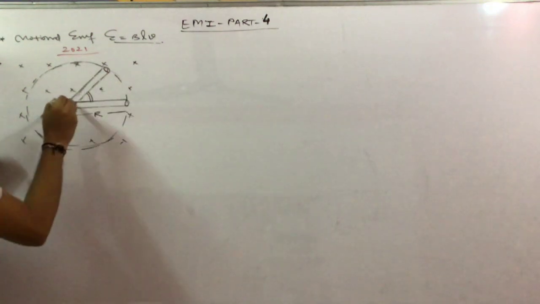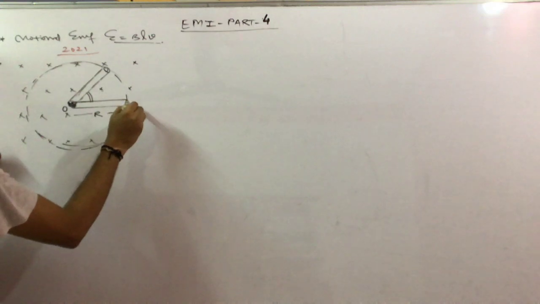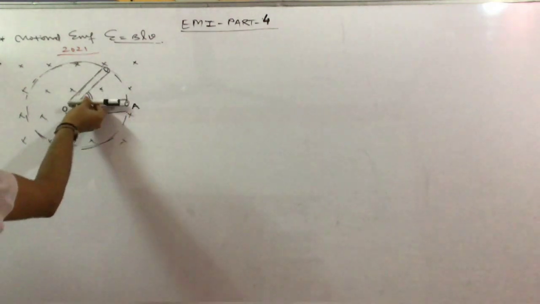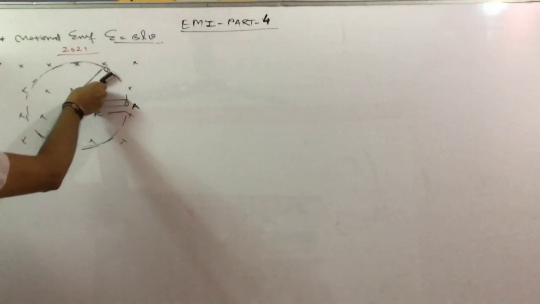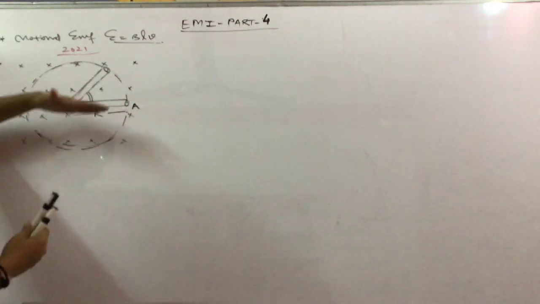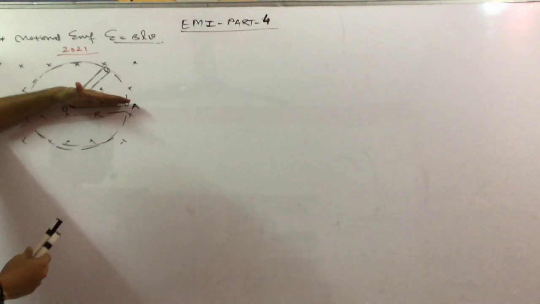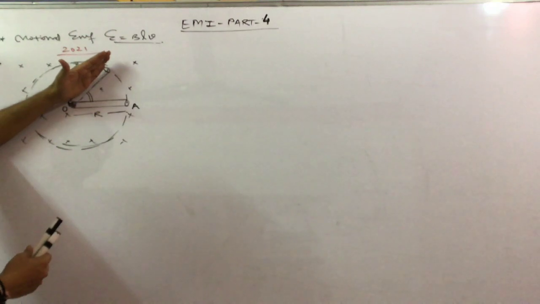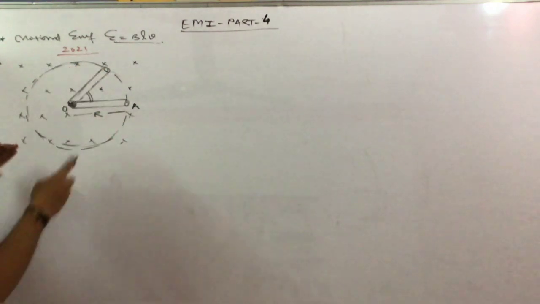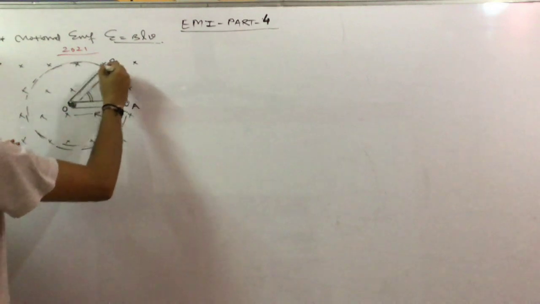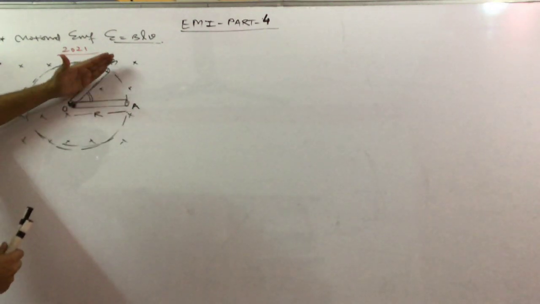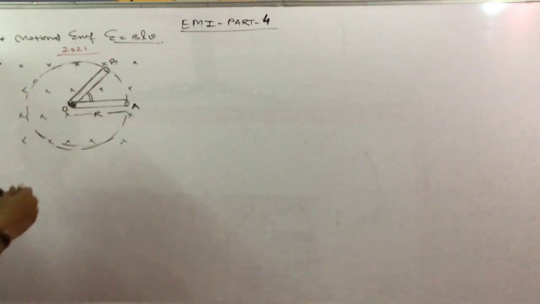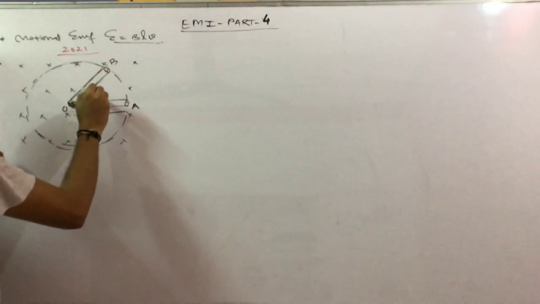Suppose this is point O, and this end is A. Initially the rod is at OA, but after some time the rod performs motion and is available at this position. Initially it was situated at OA, and after that, because of the motion, the rod is now situated at OB. This is the new position of the rod. Obviously the rod performs rotational or circular motion, so some angle is covered by it. This is the angle theta.